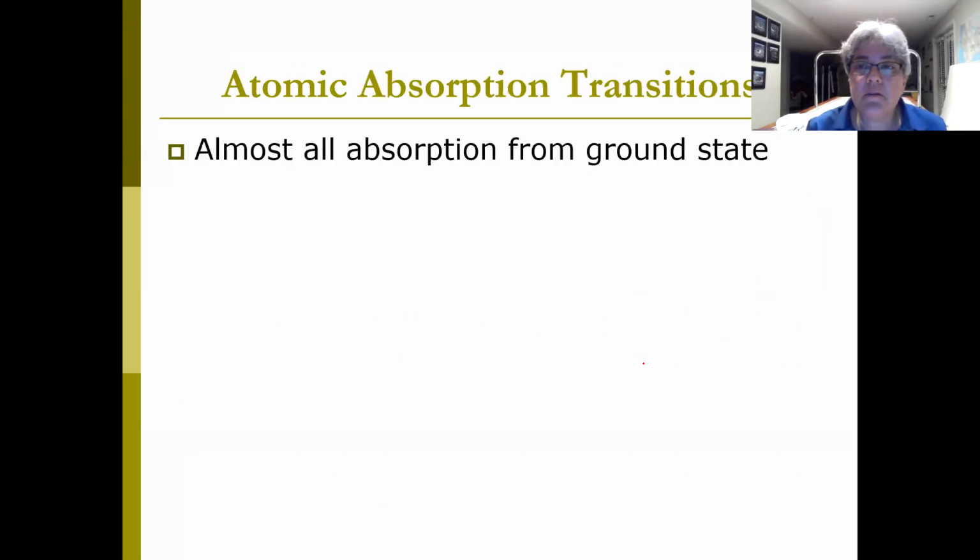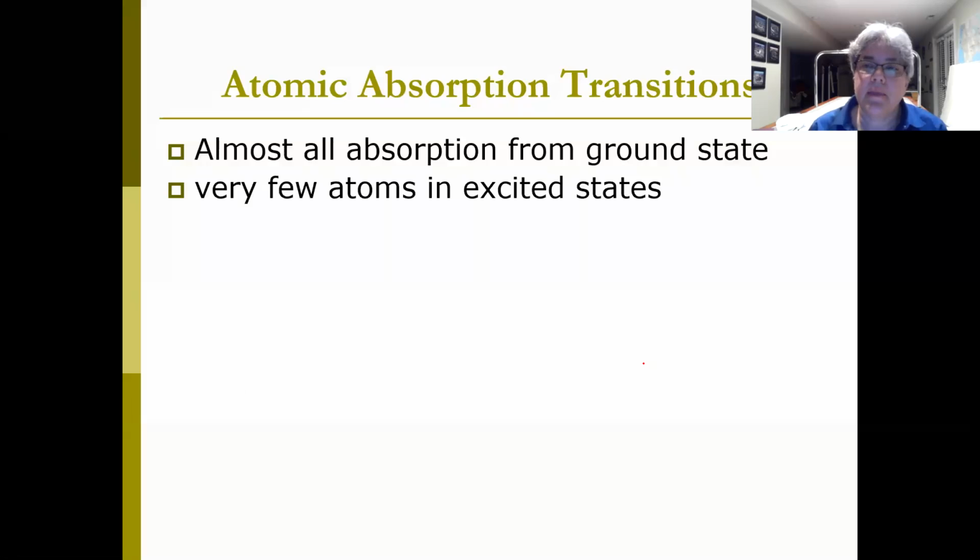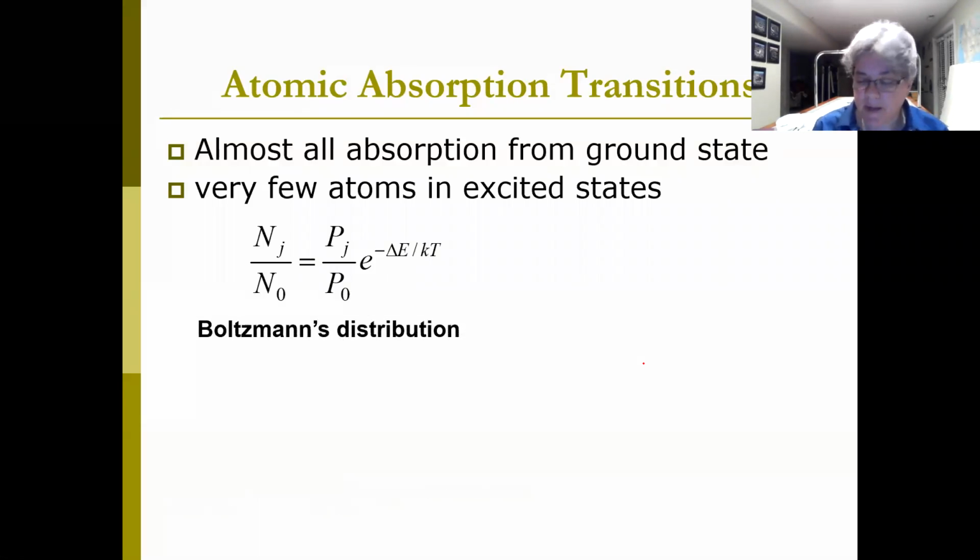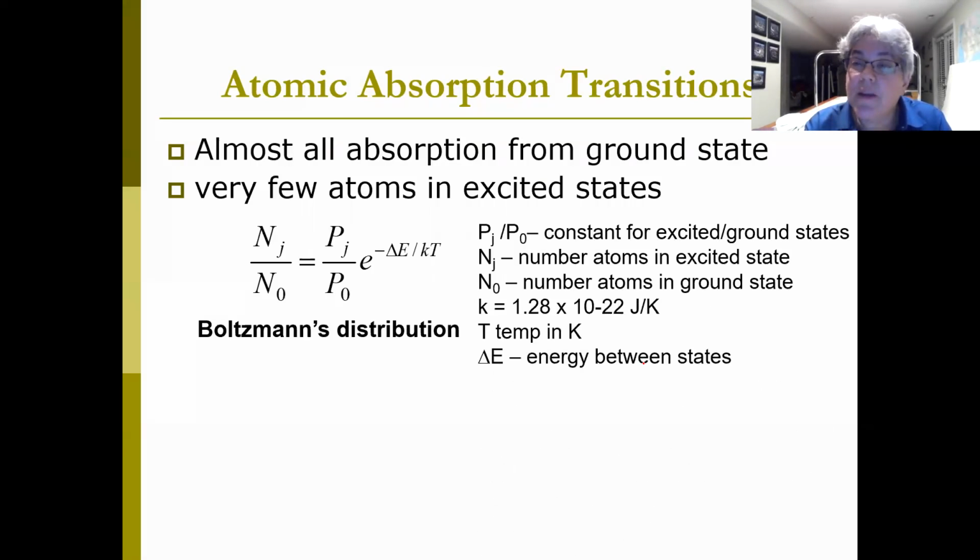Okay, now almost all of the transitions that we actually see are from the ground state. And what that means is there are very few atoms in excited states. You can calculate how many atoms are in an excited state using this equation. This is called the Boltzmann distribution. You've probably seen this in another chemistry class, or maybe even physics. We're not going to use this equation, but I mention it because it gives us useful information.